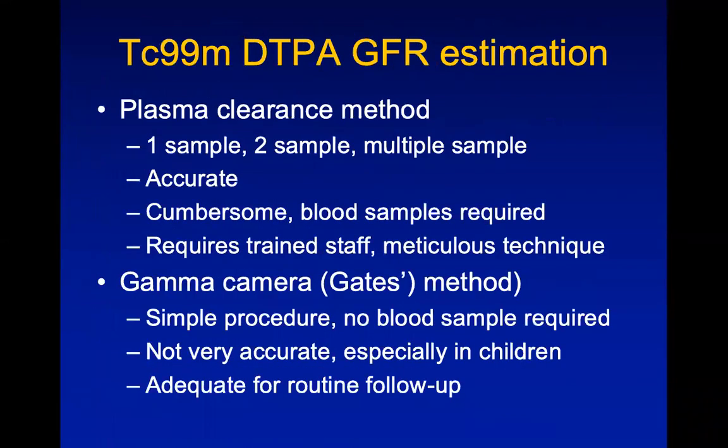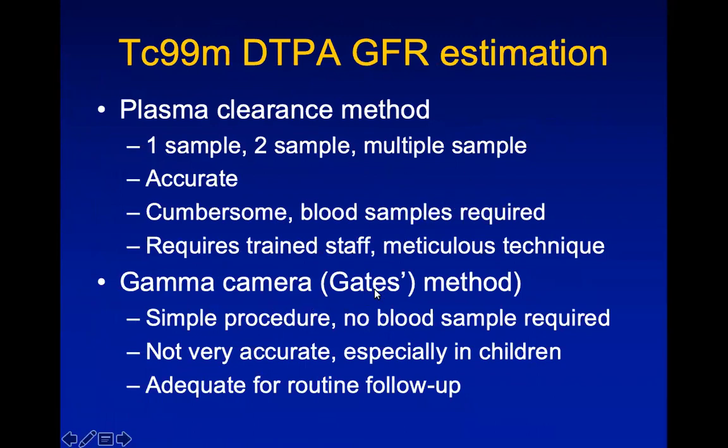So with technetium DTPA, we have an analog which is as close to inulin as you can get with a radio tracer, apart from chromium 51 EDTA, where you can't image. So with technetium DTPA, you can get an image and you can get a GFR estimation. Now there are two ways of getting the GFR estimation.